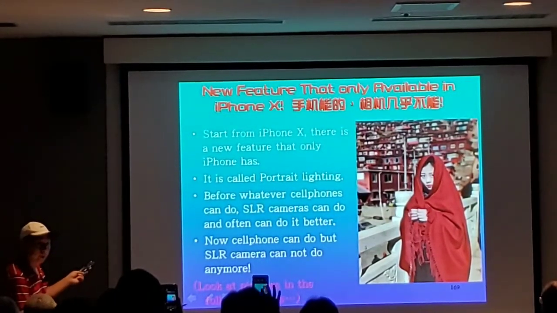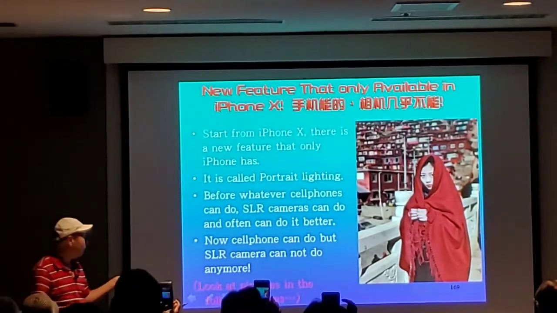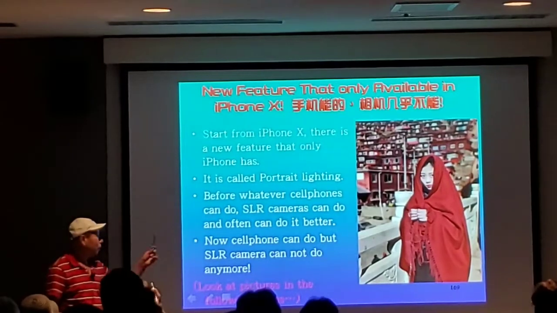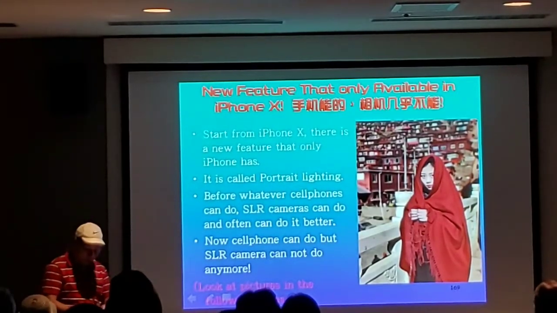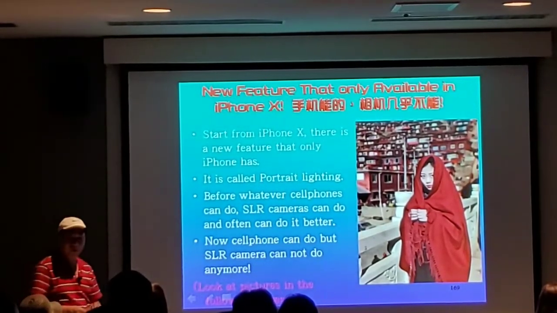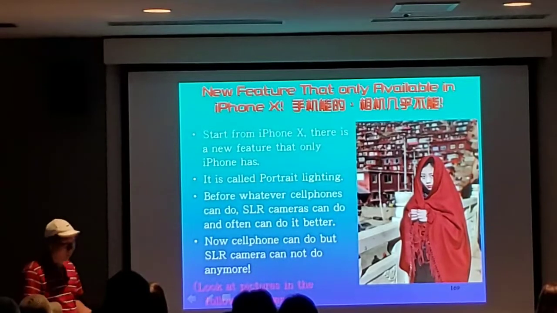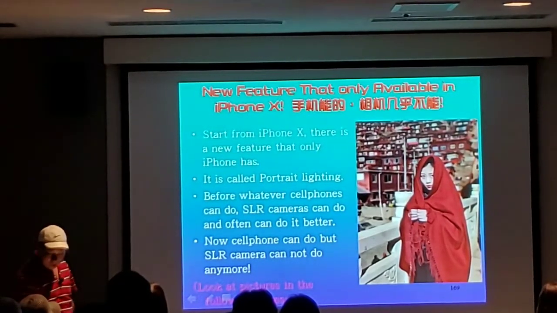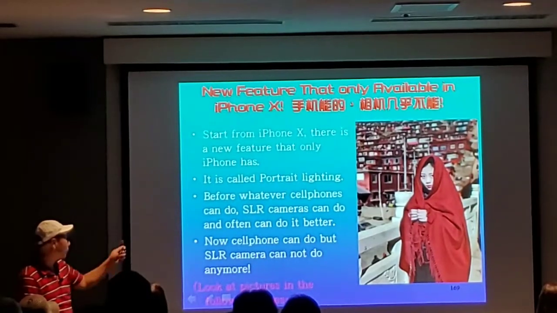If you do this in a big camera, you have to change your aperture, right? You have to use a big aperture to blur the background. And on the cell phone, you don't need to do anything. You just select the portrait mode, and you take a picture like that.